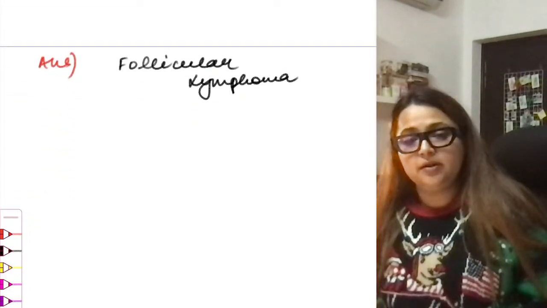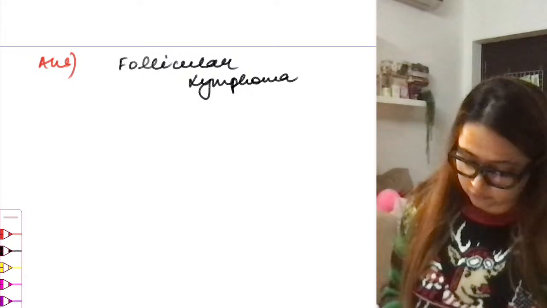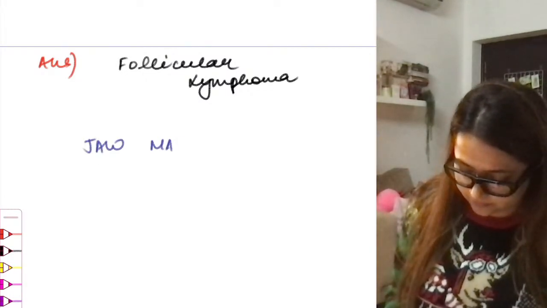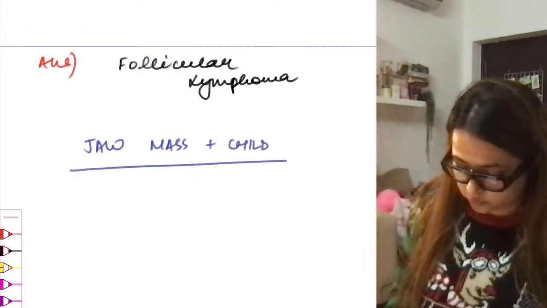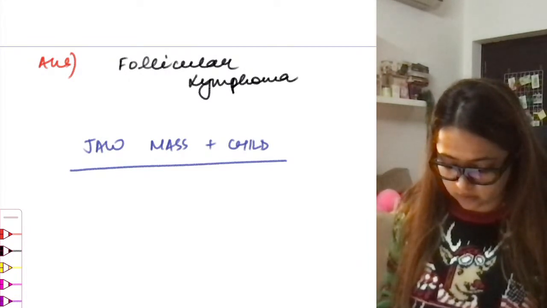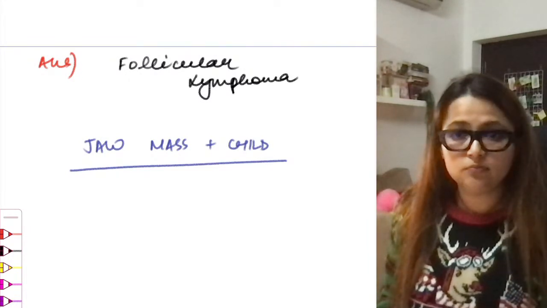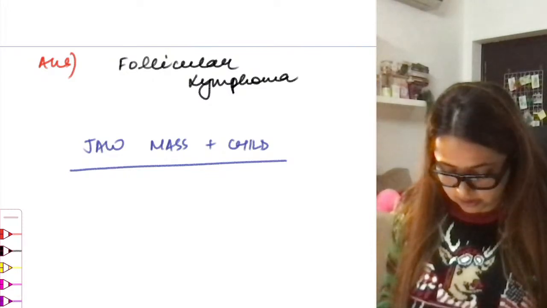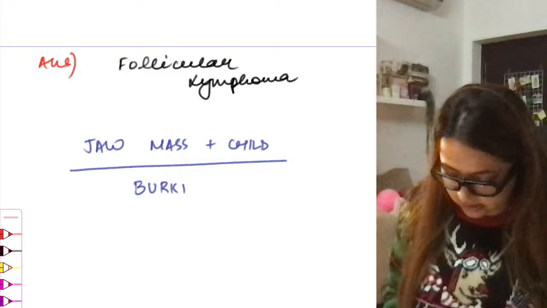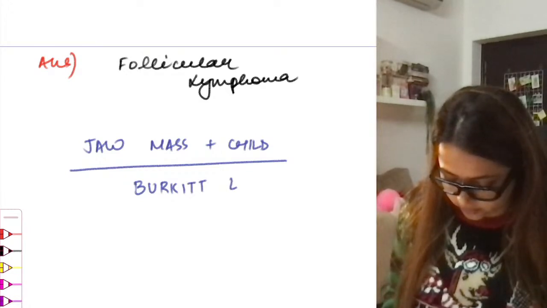All right. Similarly, if I give you a history of a jaw mass in an African child, what is the condition that we are talking about? Jaw mass in an African child? Yes. The condition is Burkitt lymphoma. Sai, you gave the right answer. Burkitt lymphoma.